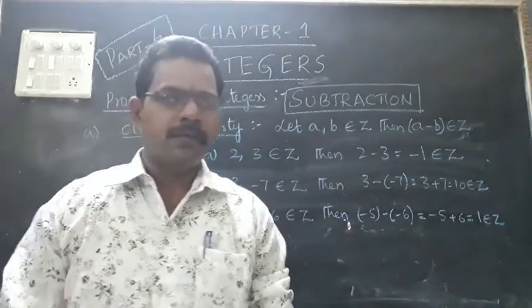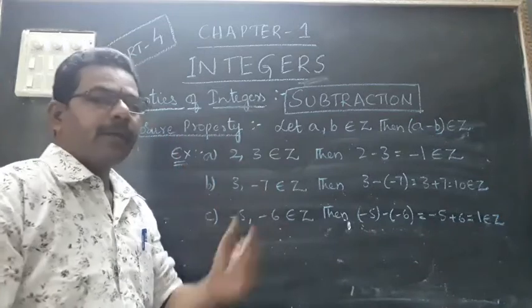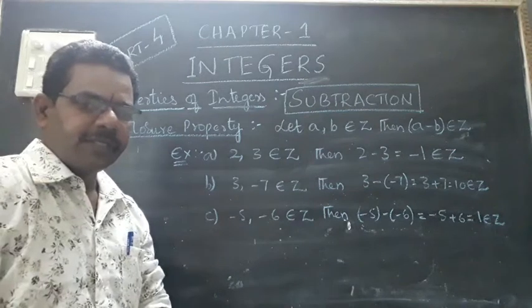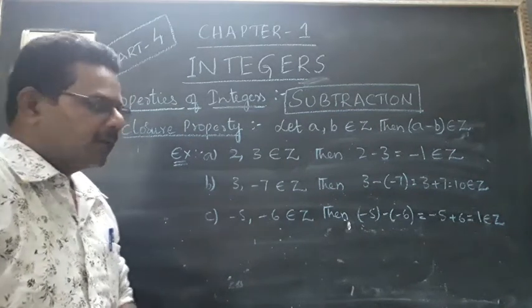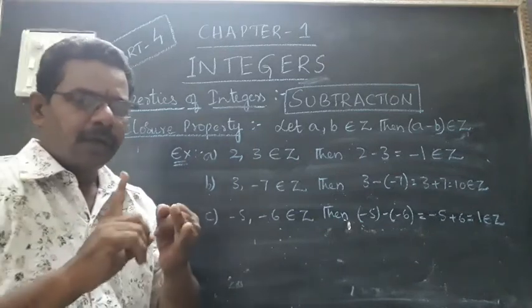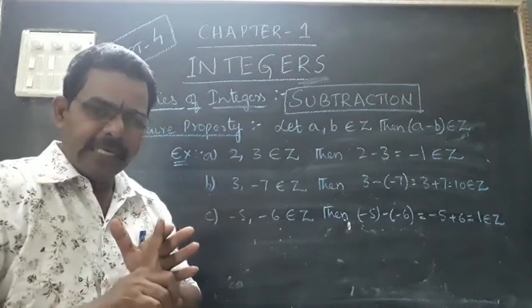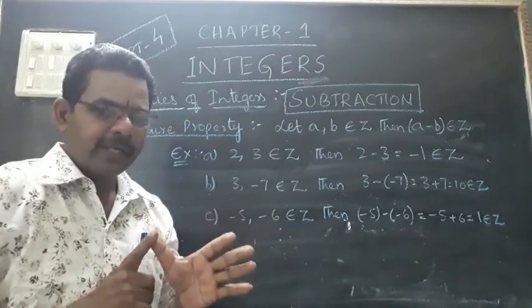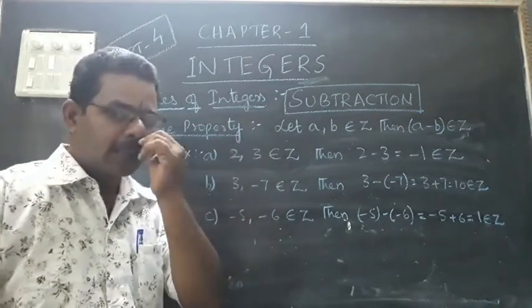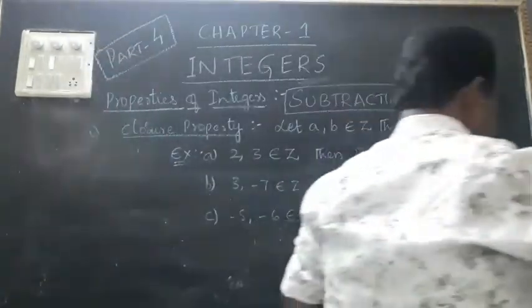Yes, good morning children. This is part 5 of integers, the second property under subtraction. Properties of integers under subtraction is the second one. Here also we have to check all the properties: closure property, commutative property, associative property, subtraction identity, and in subtraction inverse. Whether these all 5 properties are following under subtraction or not, that we shall check here. Okay. So first one, closure property.